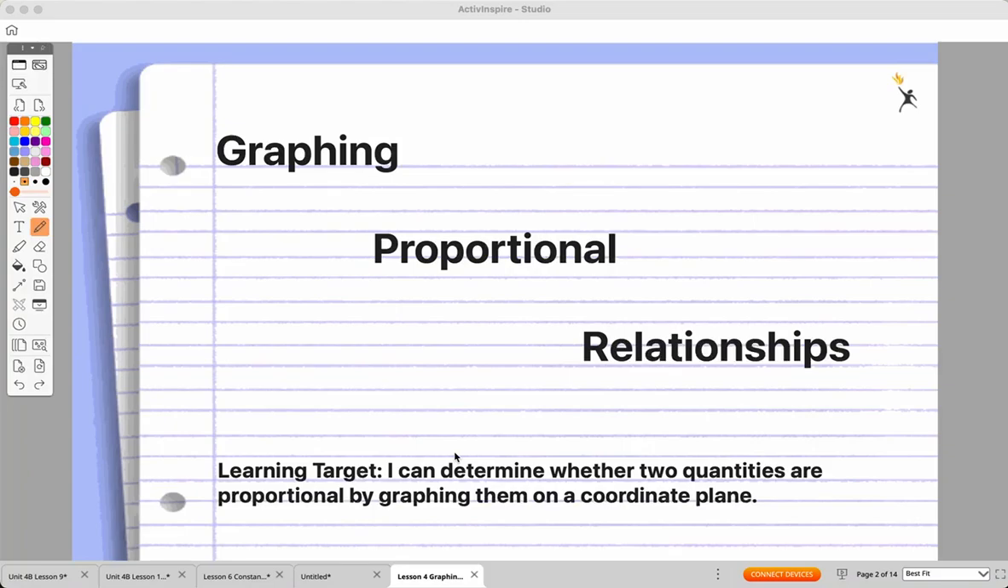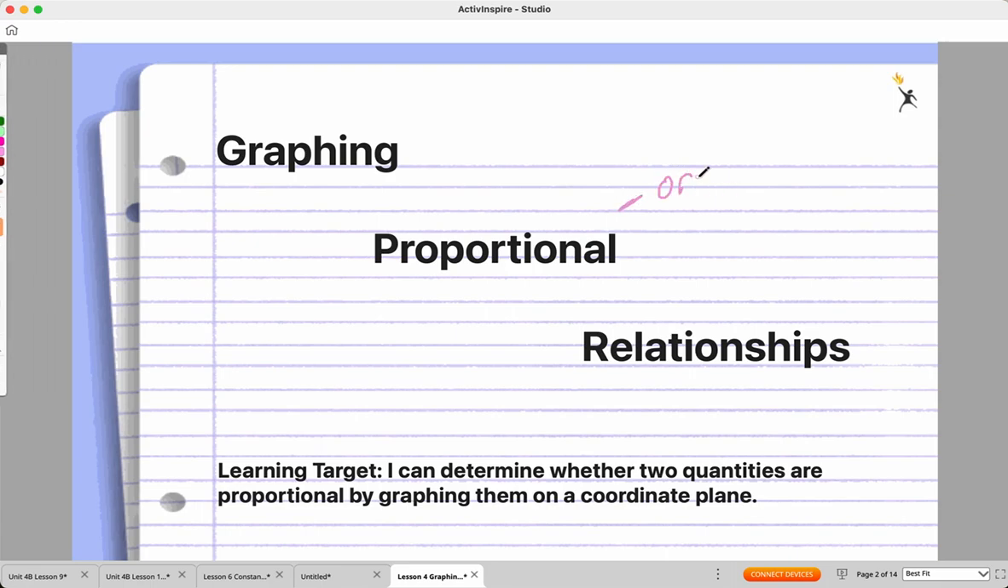Let's get started. So today we're going to talk about graphing proportional relationships. And really our goal is that you can determine if two quantities are proportional by graphing them on a coordinate plane. And really there's two things to think about. When we talked about proportional yesterday, or the other day, we talked that there were two conditions that had to be met. It had to go through the origin and have a constant rate of change. So really that's what we're looking at.